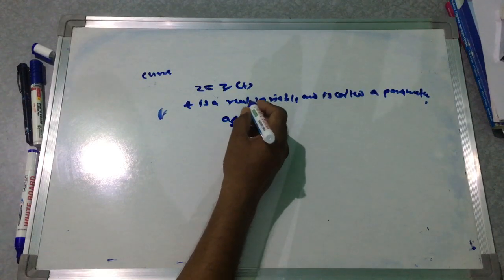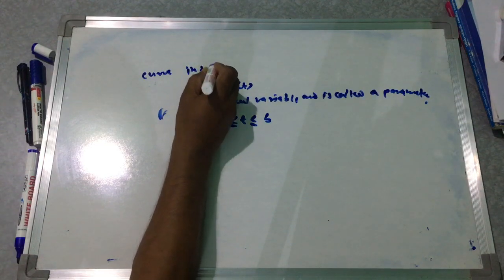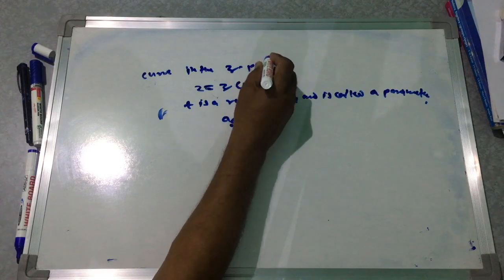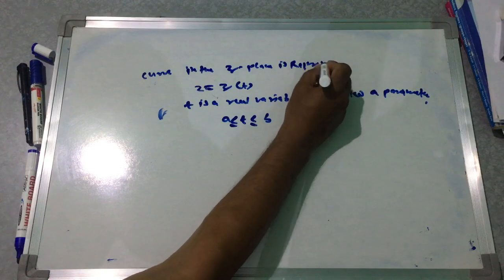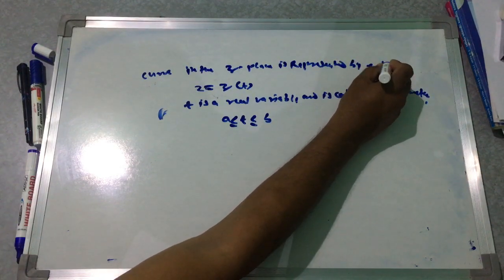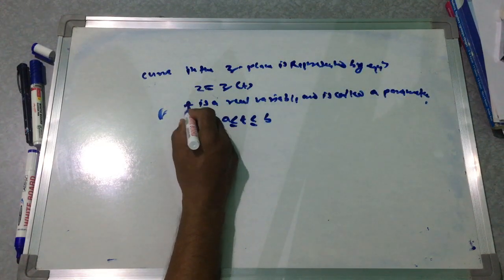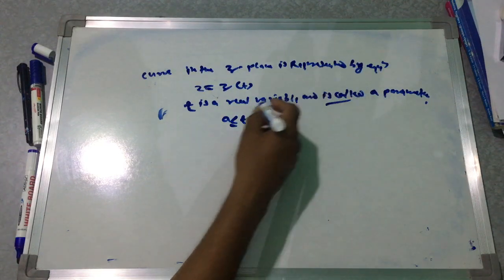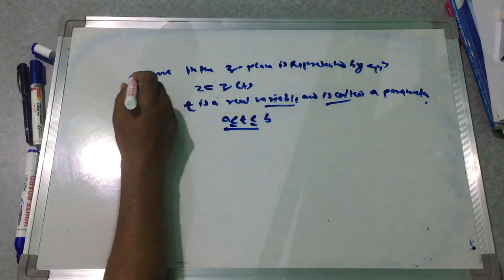So a curve in the z plane is represented by the equation z is equal to z of t. t is a real variable and is called the parameter. So t lies between a and b. So this is the curve.